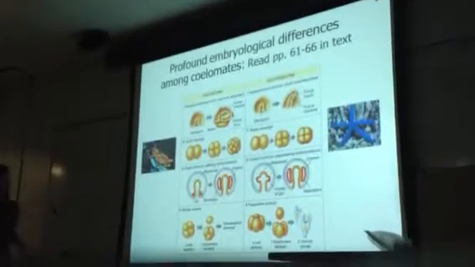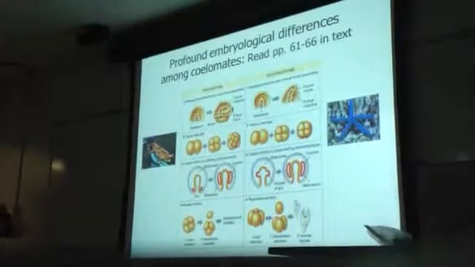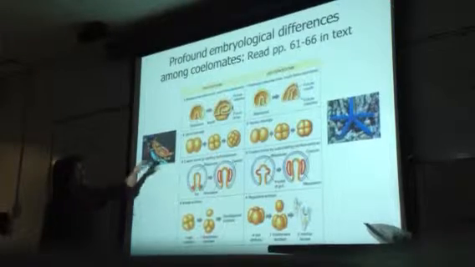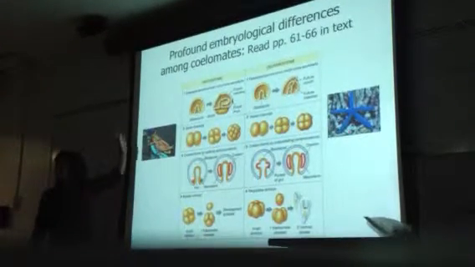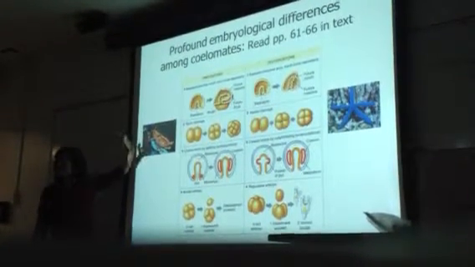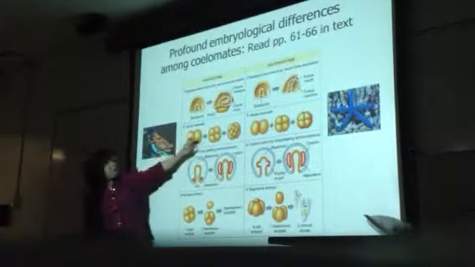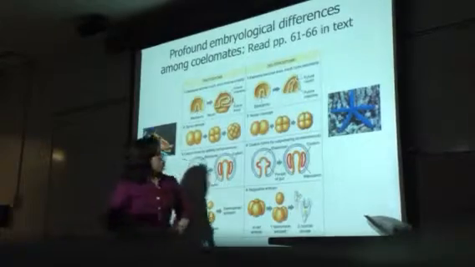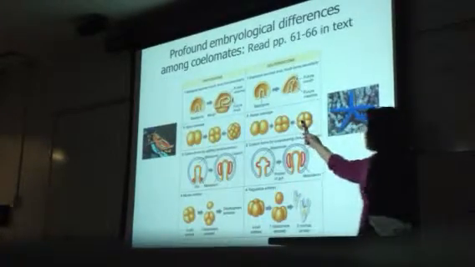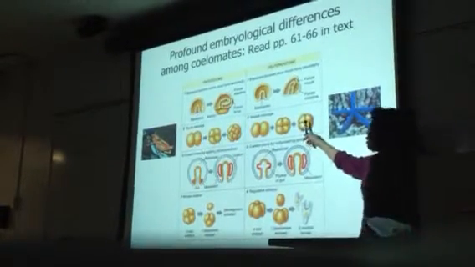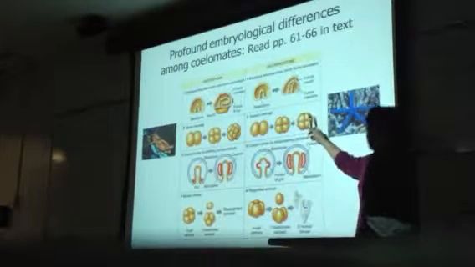Okay, so that's spiral versus radial cleavage. So again, protostomes, things like clams, things like polychaete worms and spiders have this type of cleavage, whereas sea stars and chordates have this type.